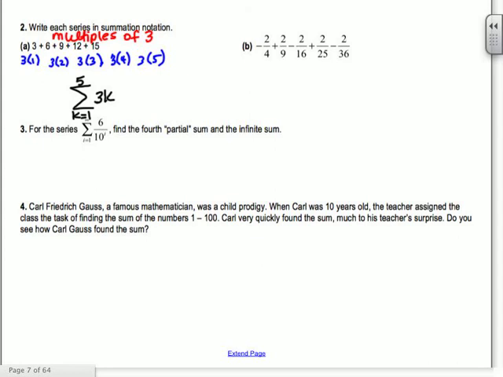How come you don't have to write k equals 5? We just don't. Yeah, you could write k equals 5 on top, but we just don't. We always just write it on the bottom.